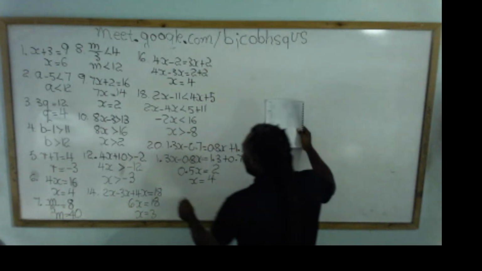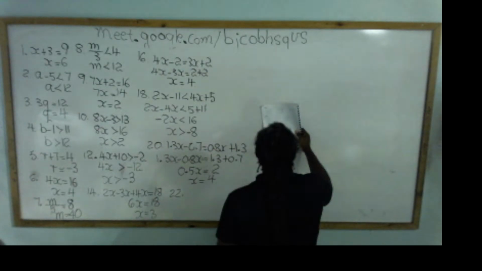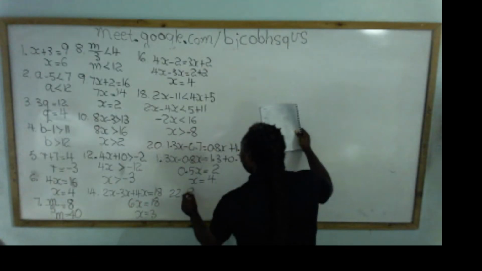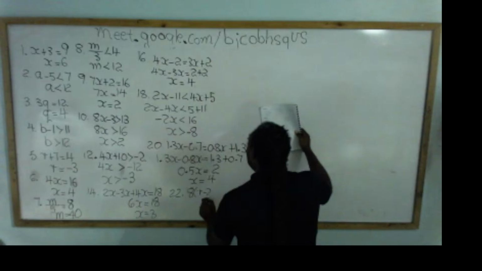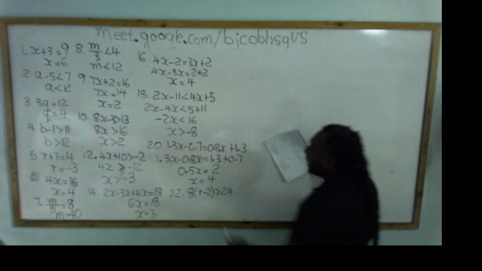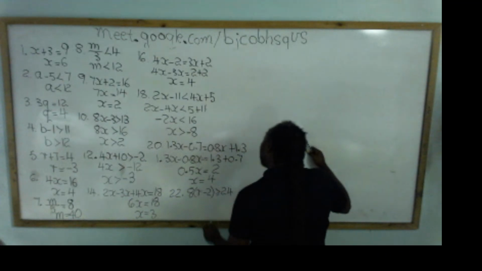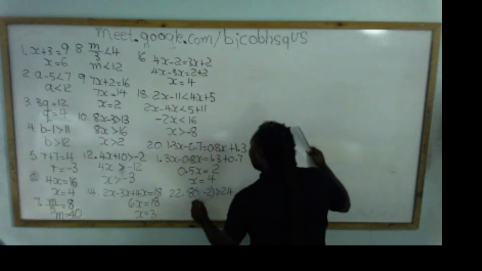Number 22. 8 times r minus 2 is greater than or equal to 24. Nice. I hope that you recognize r minus 2. I want to cause the top to be a little bit more open.